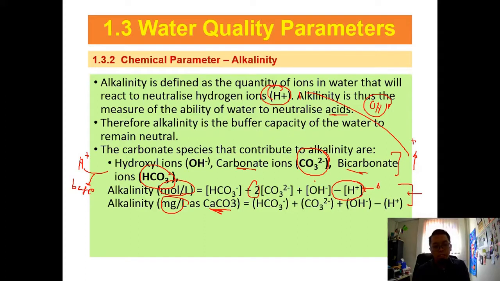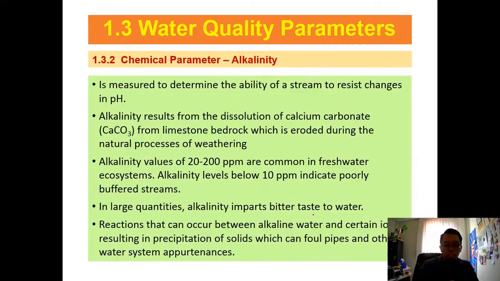So we need to counter the hydrogen ion, in the unit milligram per liter. So this is the formula. Similarly, these ions will be countered with the hydrogen ion, plus and minus. Here we have the 2 in the mole formula, but in the milligram formula there is no 2. Alkalinity is measured to determine the ability of the stream to resist changes in pH.